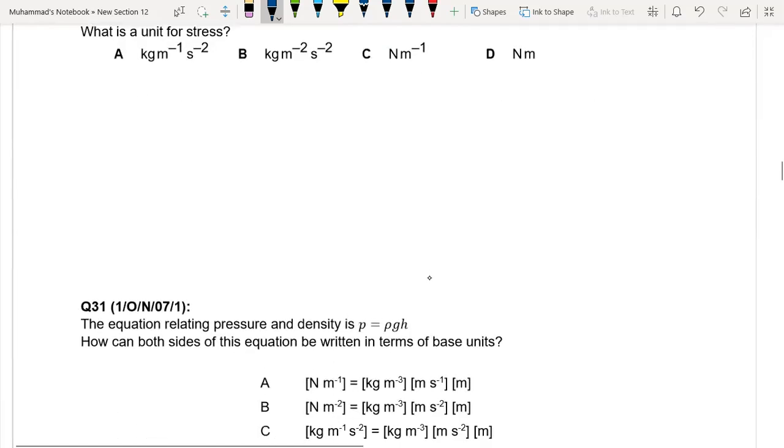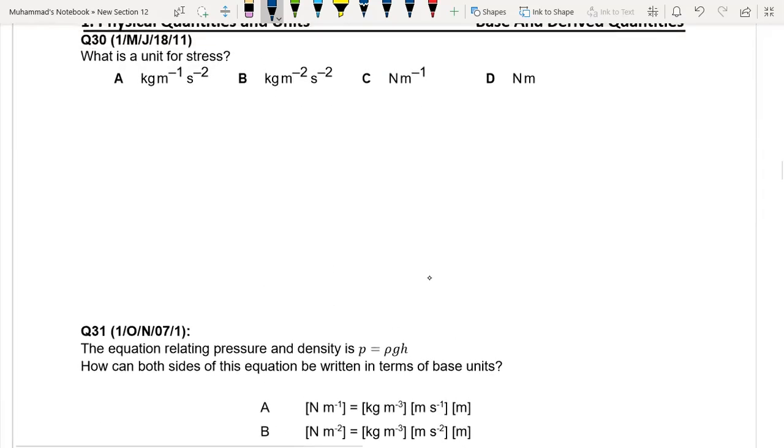What is the unit of stress? This is also a repeated question. Stress is force per unit area, and force is kg m s minus 2 over meter square, that is kg m minus 1 s minus 2. So A is the correct option, 30th A.